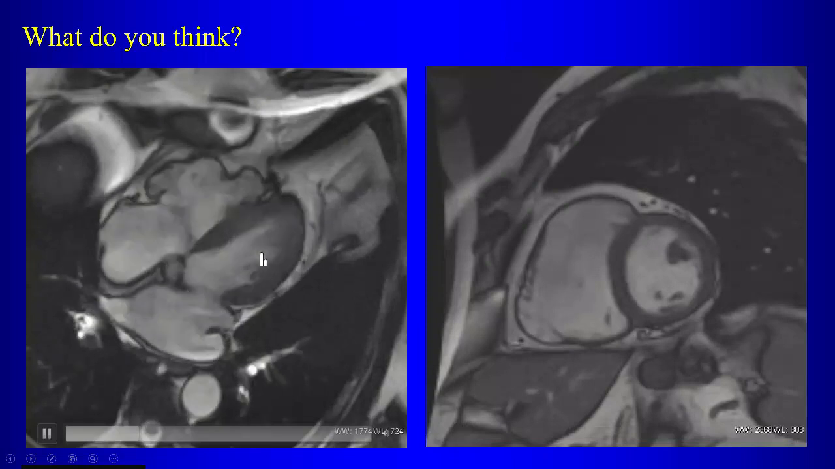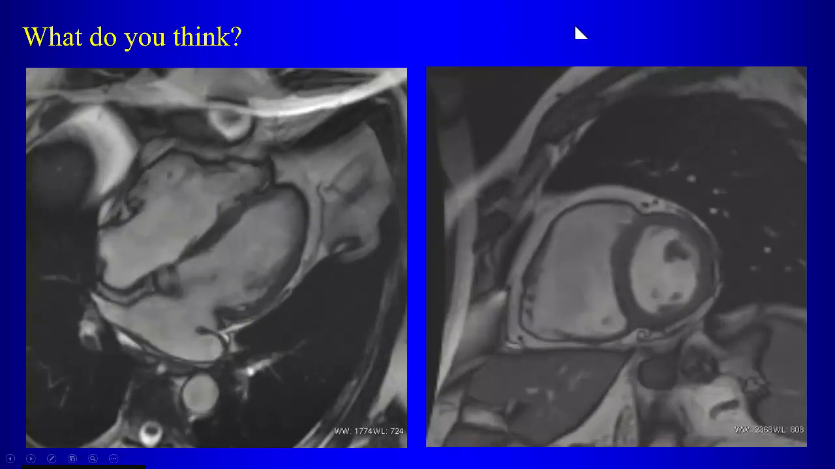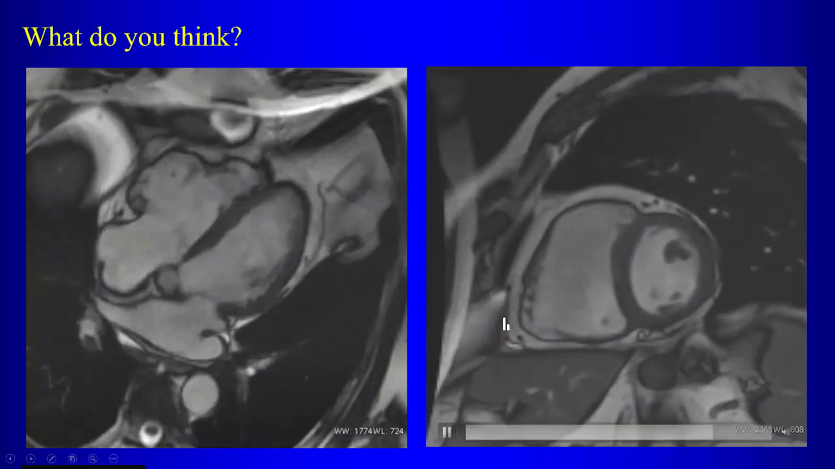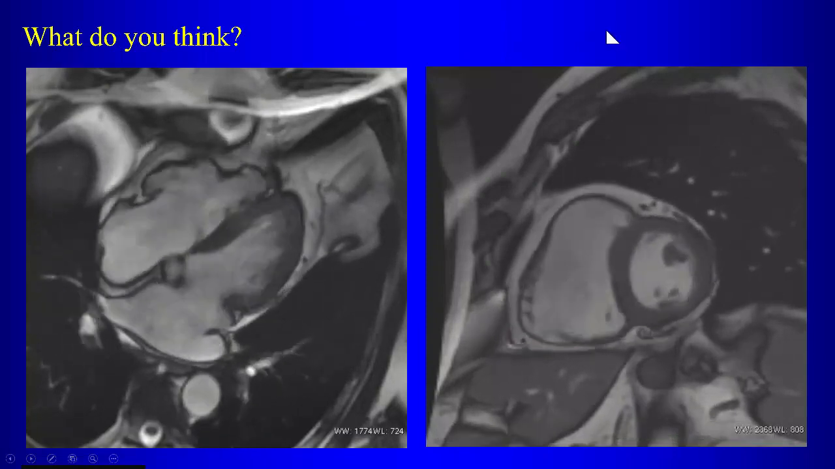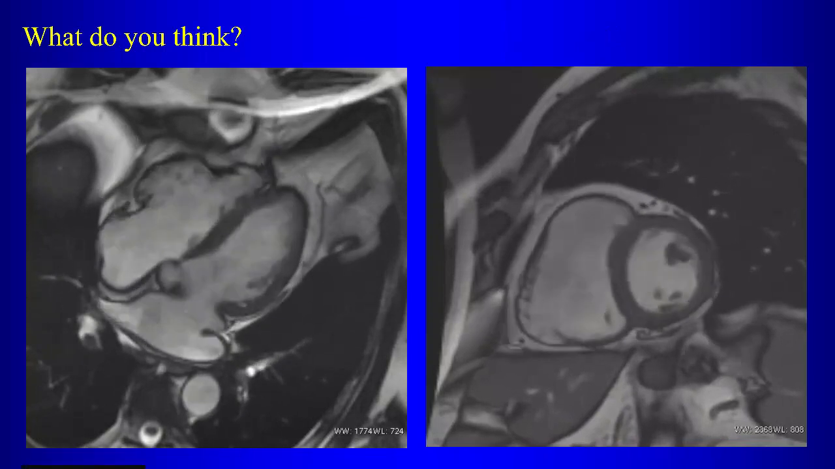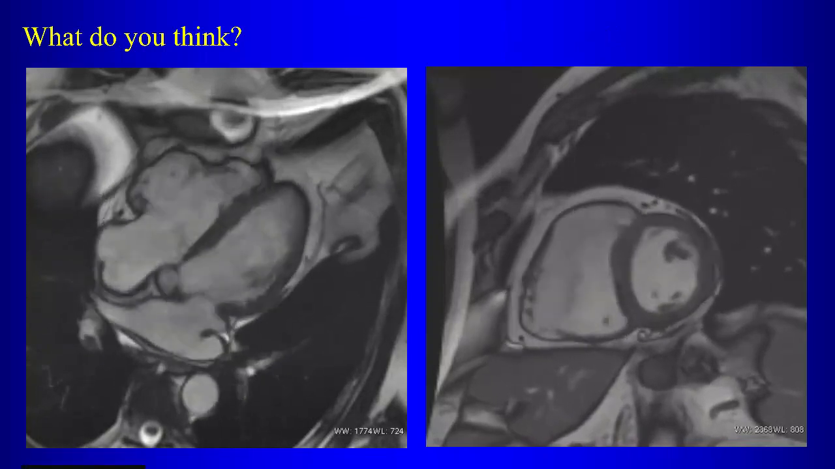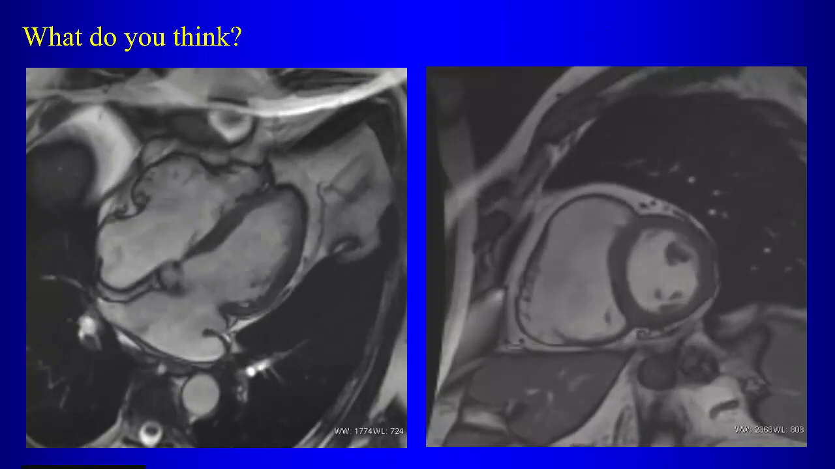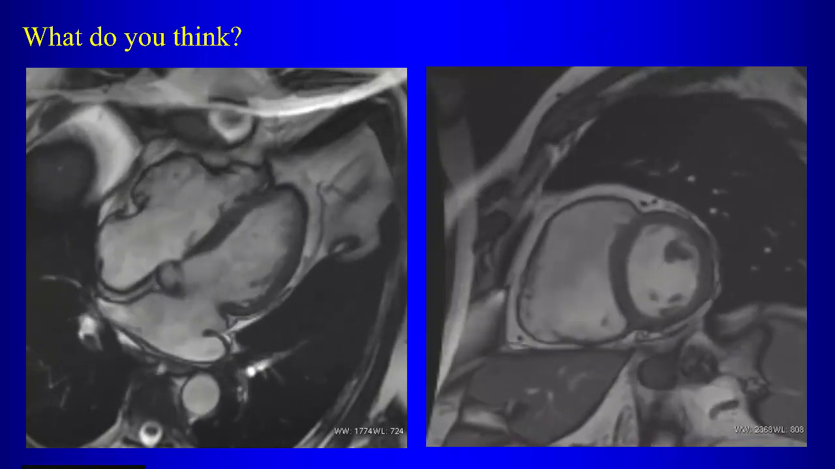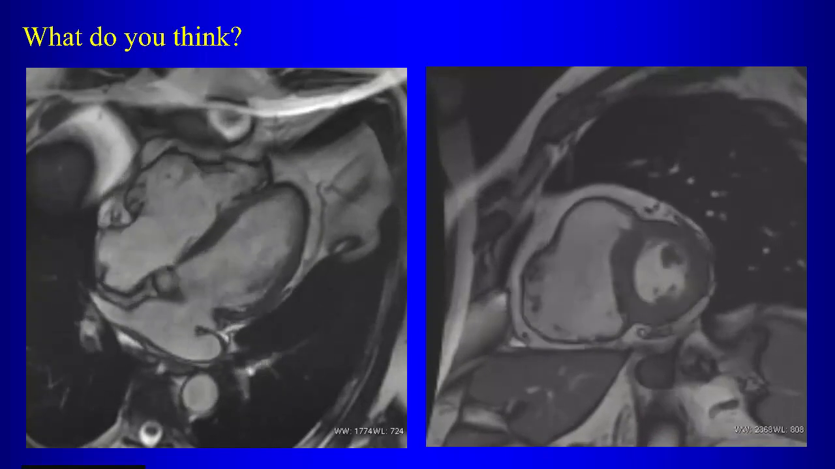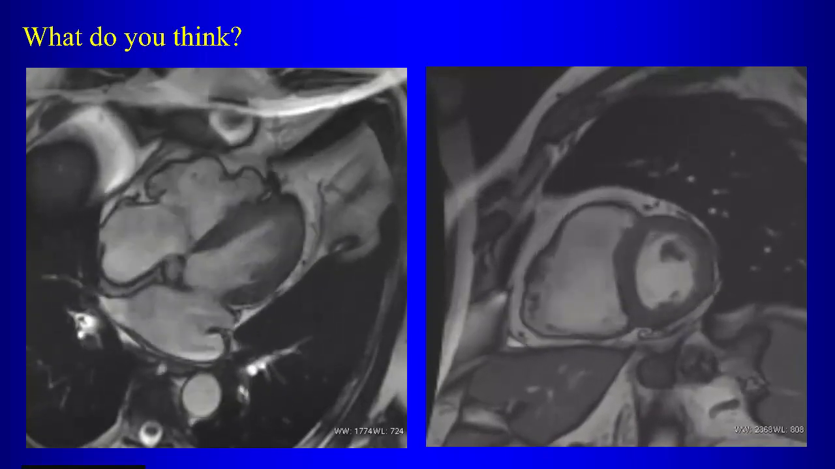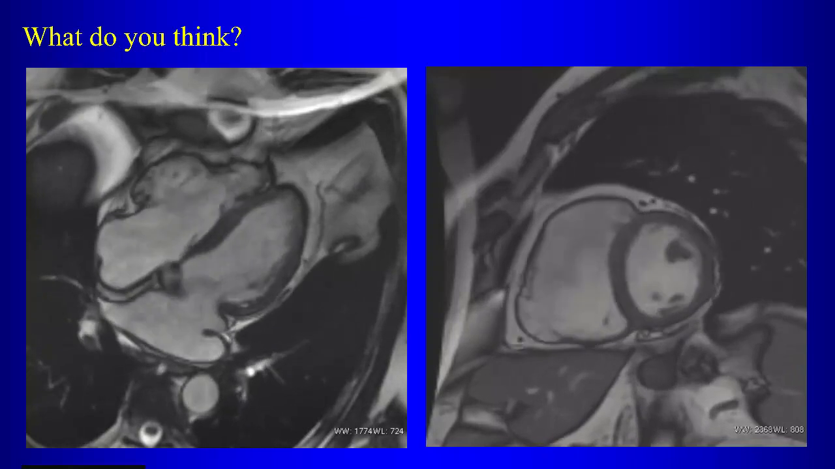All right, what kind of views here? Short axis here, and here we have four chamber. So something funny looking about the right ventricle. So what's funny? First of all, what about the size of the right ventricle? Yeah, so the right ventricle looks dilated. And then what about the wall motion of the right ventricle? What would you say about the wall motion of the right ventricle? A little bit worse than that.